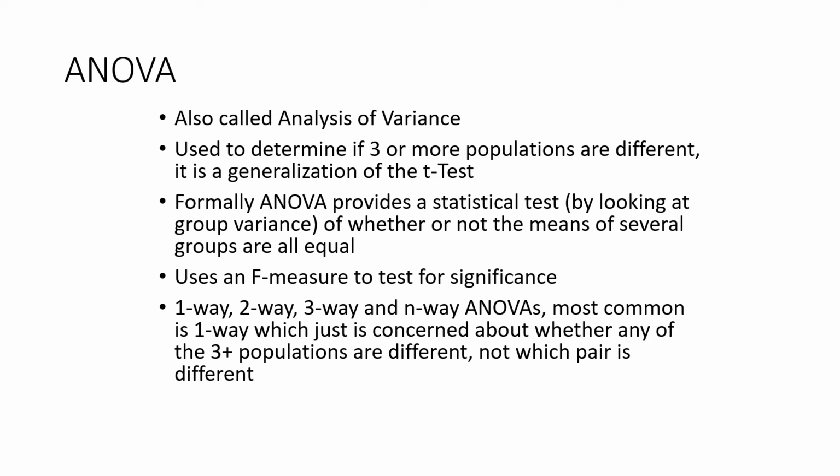Formally, ANOVA provides a statistical test of whether or not the means of several groups are all equal, using, instead of a p-value, what's called an F measure. In ANOVA, you can have 1-way, 2-way, 3-way, n-way ANOVAs. The most common is 1-way, asking: is any of the 3 populations different? It doesn't distinguish which pair is different.